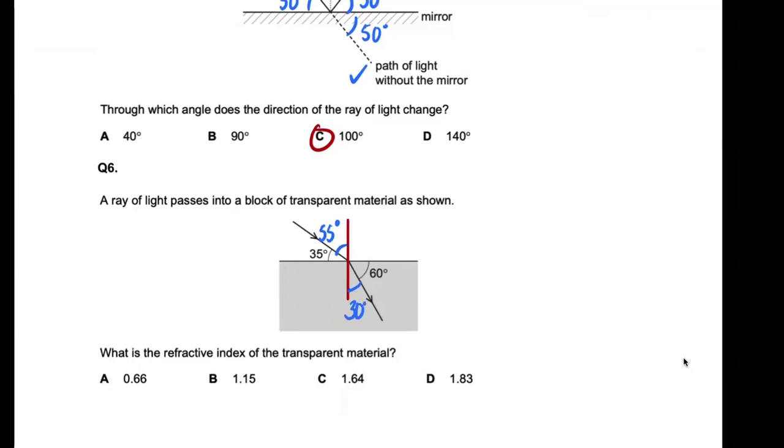So when we talk about the refractive index, that's the sine of angle in air, or you can also say the sine of the bigger angle divided by the sine of the smaller angle. So sin 55 divided by sin 30. This turns out to be 1.638, so 1.64.